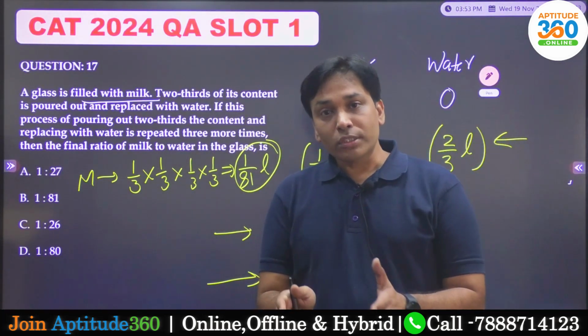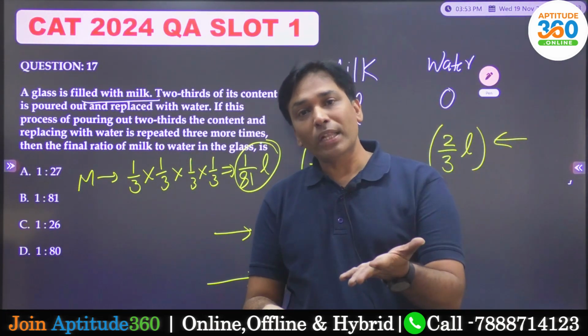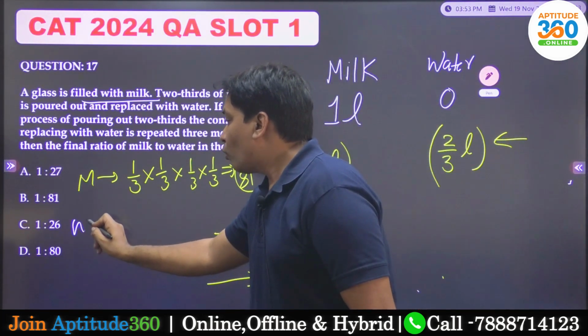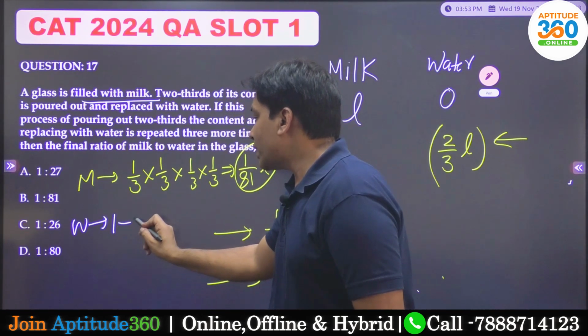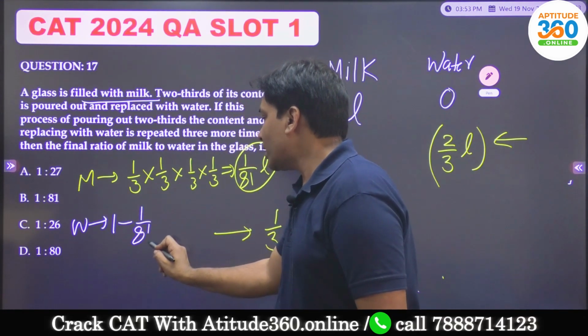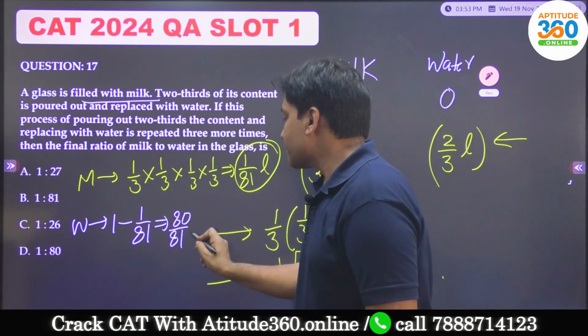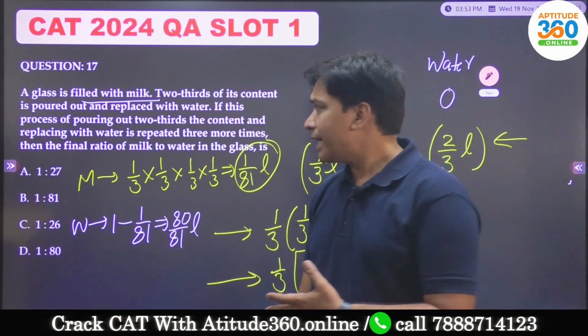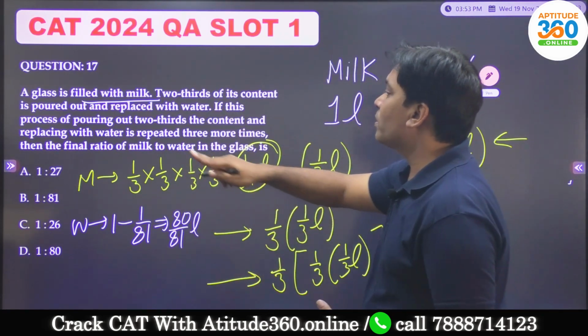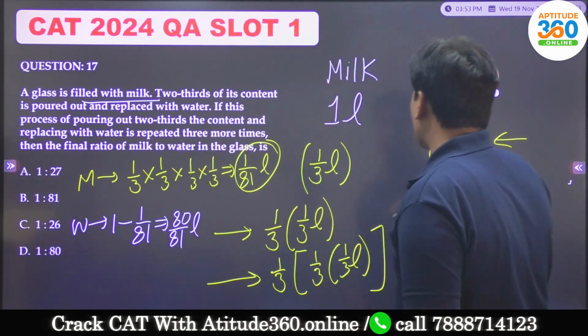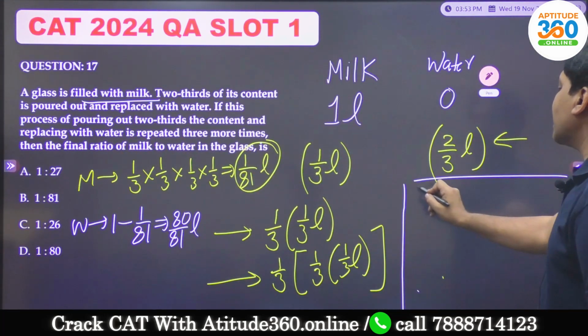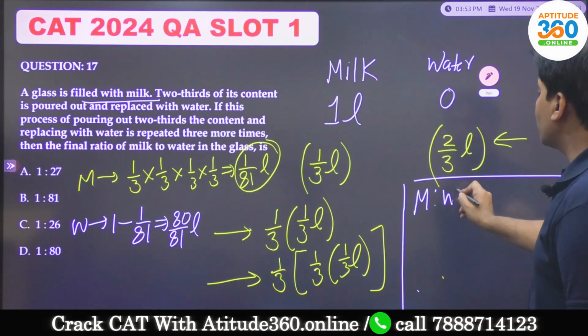And what is the total volume of the glass? It is 1 liter. So water is going to be 1 liter minus 1/81. And if you simplify this, it is 80/81 liters. Isn't it simple, right? And what is it that they are asking me in the problem? The final ratio of milk to water.